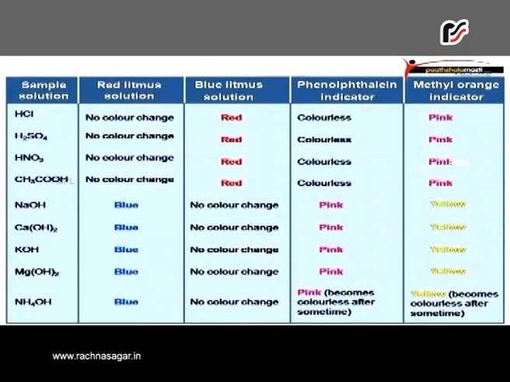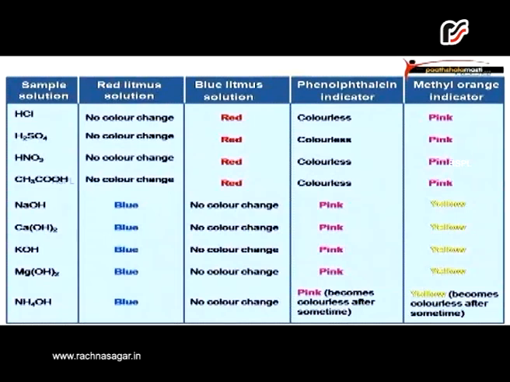In sulfuric acid also, the same observation you will see. Red litmus remains as it is, blue litmus solution changes to red, phenolphthalein remains colorless, methyl orange turns pink. In HNO3 there is no color change with red litmus. In blue litmus it turns red, phenolphthalein remains colorless and methyl orange turns pink. All these three acids are strong acids.